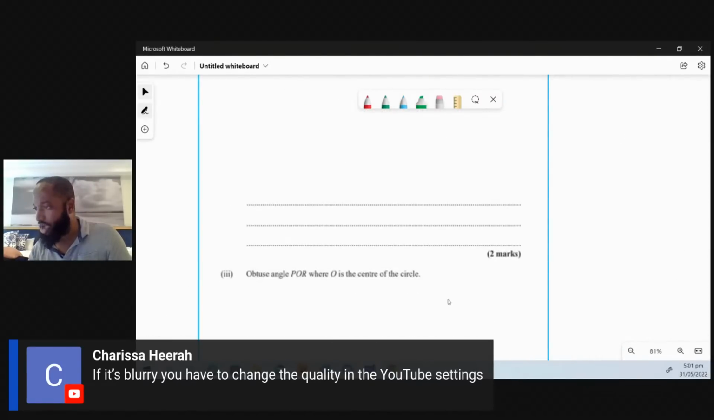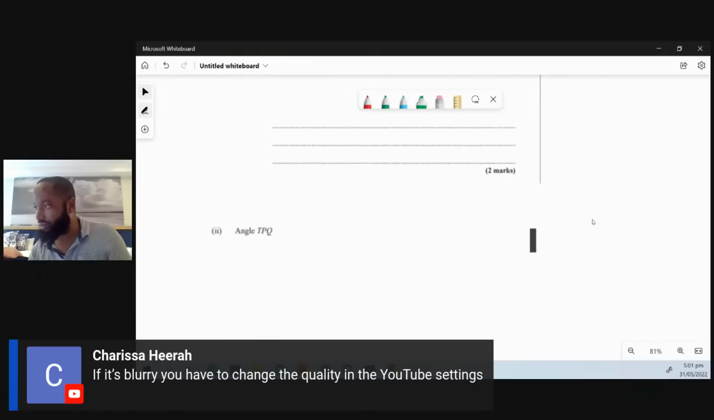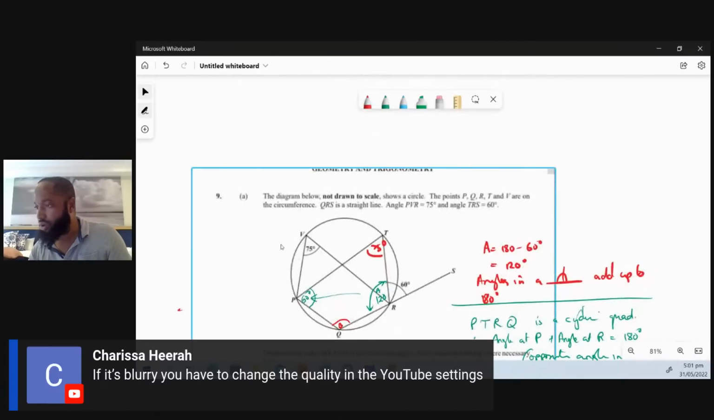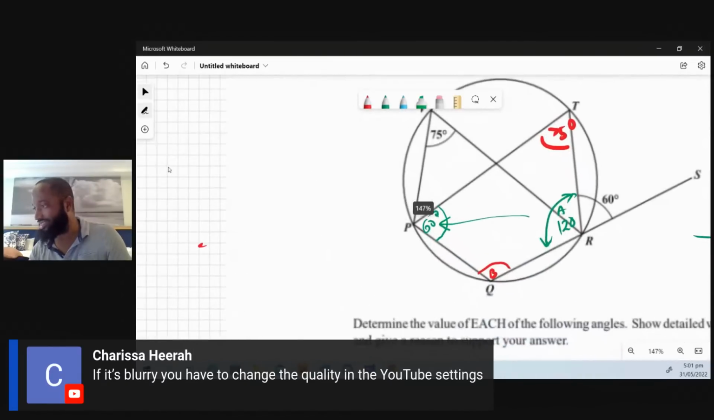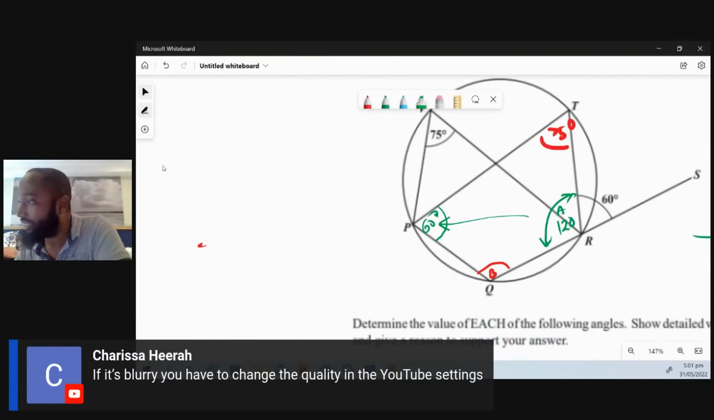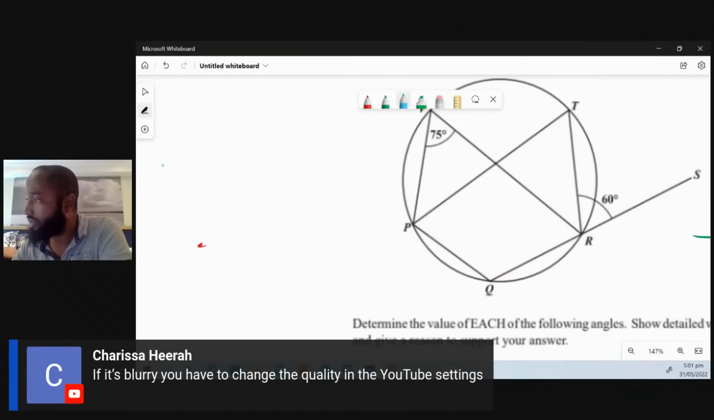Obtuse angle POR, where O is the center of the circle. Let's go find POR. How are we doing that? Because there's no center in this circle right now. Am I writing what we know? We know that this is 75. We know that this is 75. We know that this is 120. We know that this is 60. There's a center in the circle somewhere, O. I'm going to find POR. Now, POR must be equal to 150.